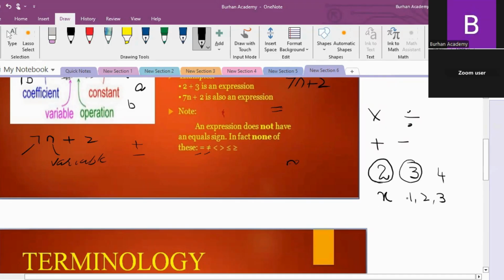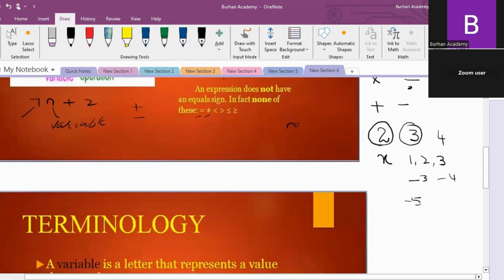Like 1 can take the position of x, 2 can take the position of x, 3 can take the position of x. But there is no other number which can replace 3. 3 is only 3, 4 is only 4. 2, 3, 4, 5, 6 are constants. Minus 3, minus 4, minus 5 are constants. Basically, a constant is a number. You can write it as a fraction: 2 over 3 is also a constant. Is it clear?